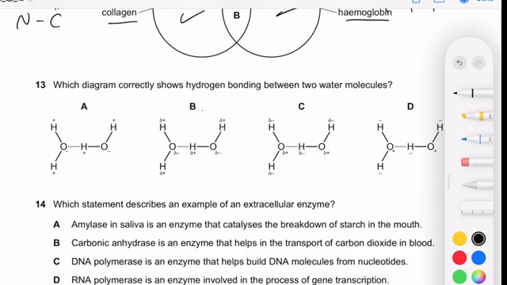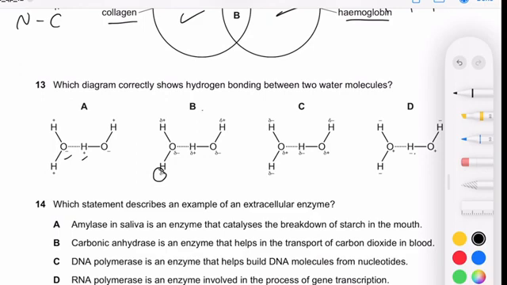Which diagram correctly shows hydrogen bonding between 2 water molecules? Obviously, the first one is wrong because of the signs. It's meant to be something like this. The delta sign should be present, because full positive and negative charges would be strong. However, the hydrogen bond is a weak bond, therefore it has delta positive and delta negative. And obviously we have to make sure of the distribution.